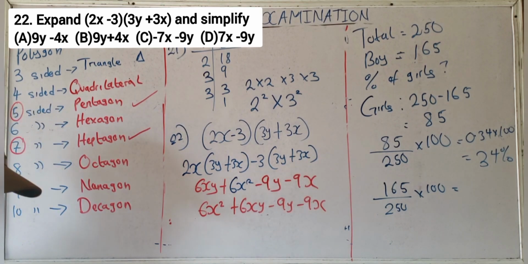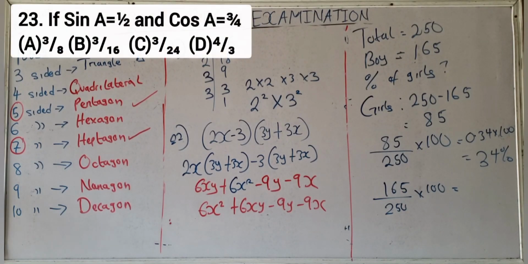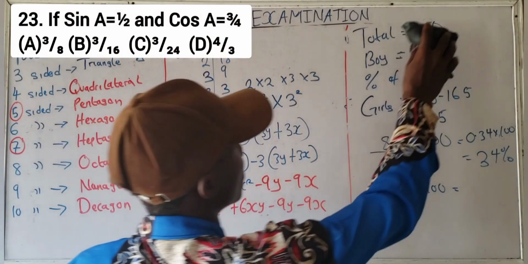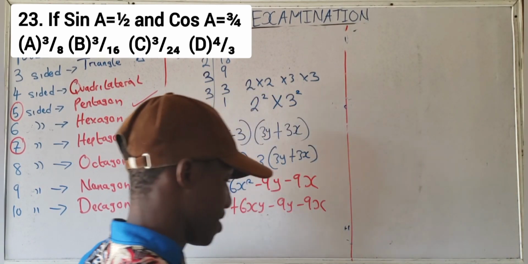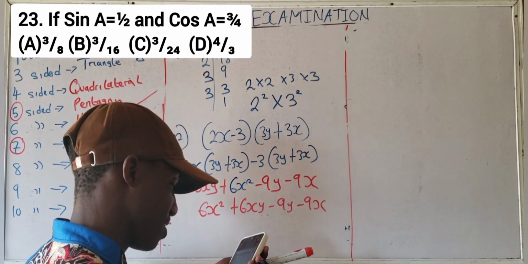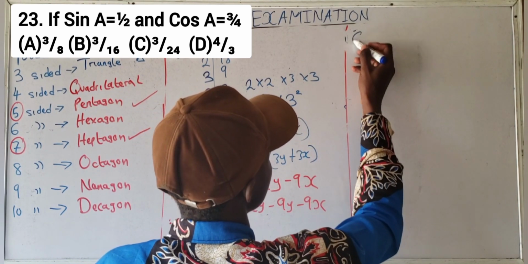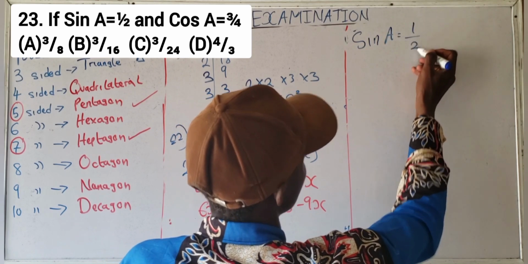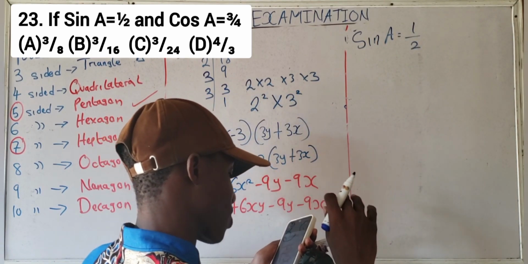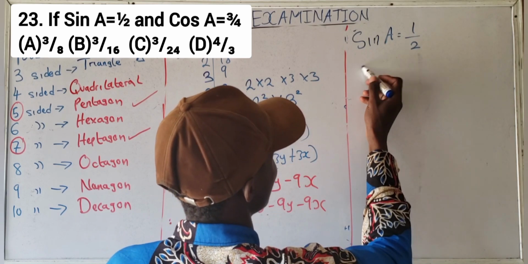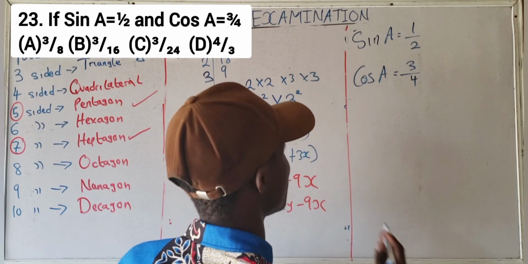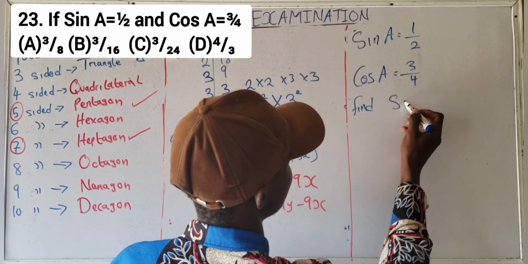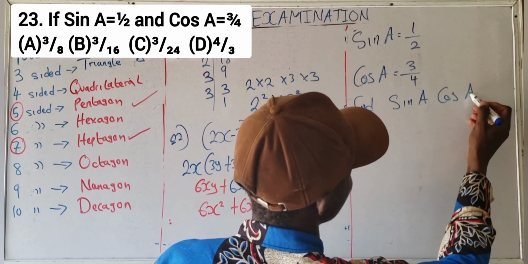It's a bonus. Now, let's proceed to question number 23. If sine A equals 1 over 2, and cos A equals 3 over 4, find sine A cos A.